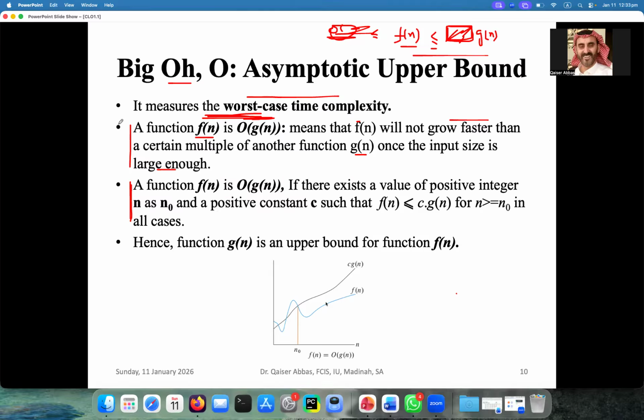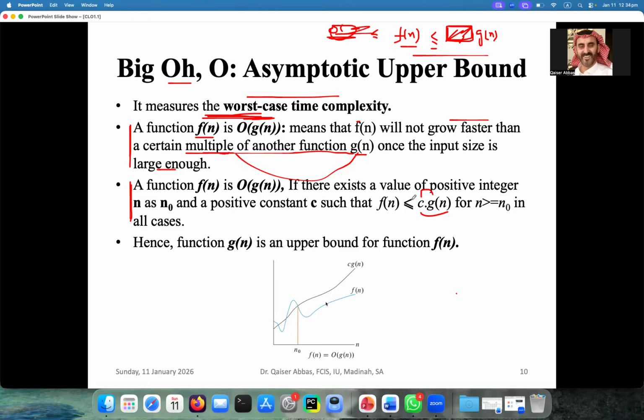Okay, so we were here. A function f of n, we can call it order of g of n. But what it means is that f of n will not be higher than g of n. We are saying f of n will not grow faster than a certain multiple of another function g of n. Here, certain multiple means something will multiply with g of n, and that thing would be the constant c, as you can see here. In the next equation, this c is the multiple of g of n.